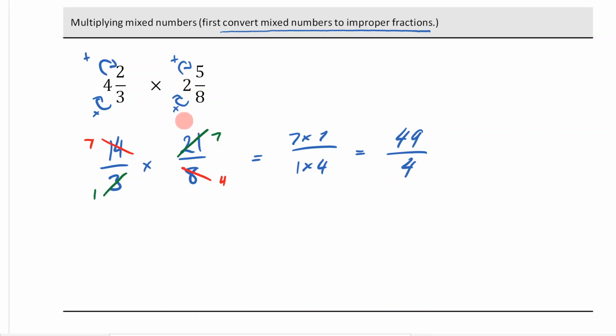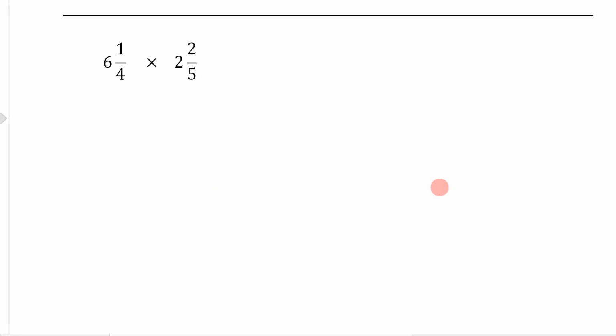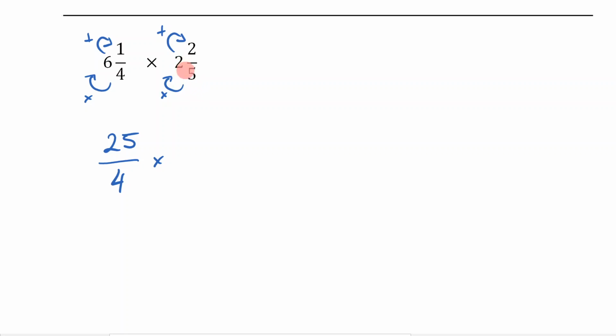So as you can see, we first turn them into impropers, and then it's just business as usual. You might like to pause the video and give this one a go yourself and double check that you get the right answer. Okay, let's see how we go here. I'm going to go 6 times 4, then I'm going to plus 1. Well, 6 fours are 24, plus 1 is 25. My denominator stays the same. Then I go 2 times 5, and then I plus this 2. 2 times 5 is 10, plus 2 is 12 over 5. What can I cancel here? I can cancel this way. So I can go 25 divided by 5 is 5. 5 divided by 5 is 1.